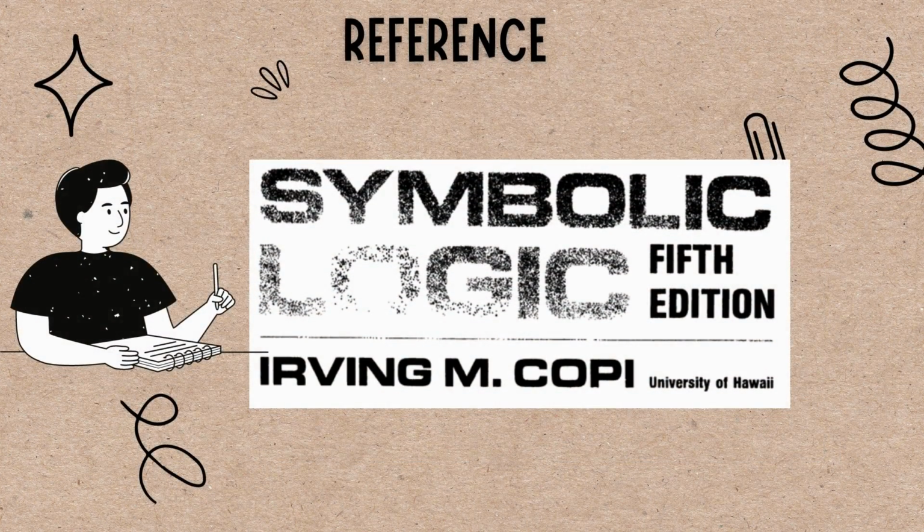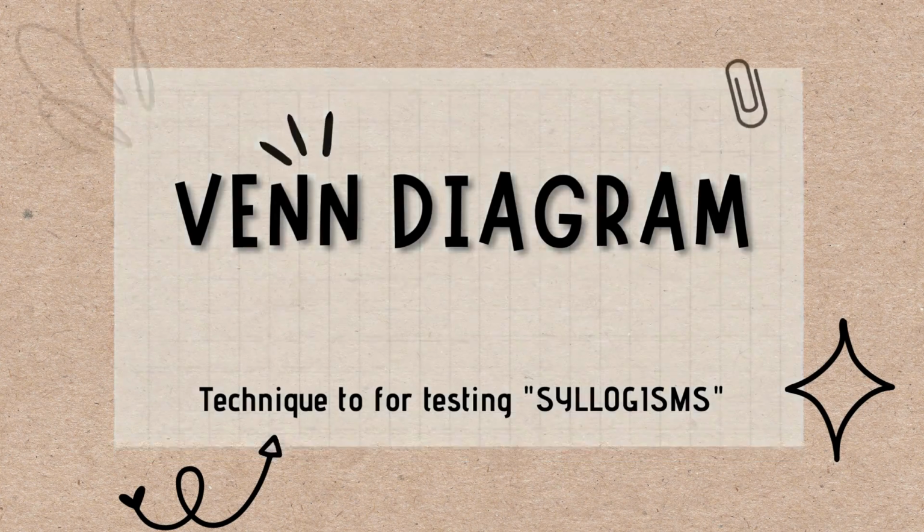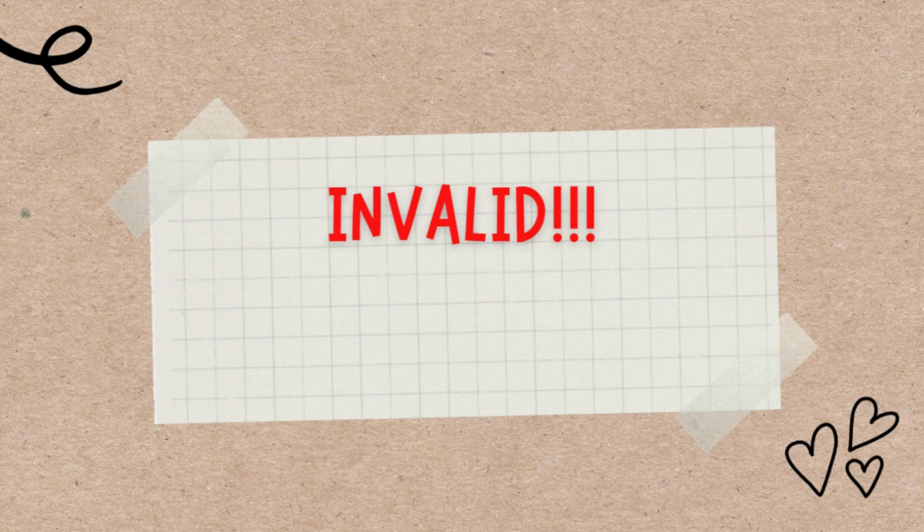We are taking reference of Symbolic Logic, 5th edition, written by Irving Copi from the University of Hawaii. In the previous session, we saw Venn diagrams and how to draw them. We also used Venn diagrams to find whether a syllogism is valid or invalid. In the previous two examples, with the help of Venn diagrams, we proved that the syllogism is invalid.